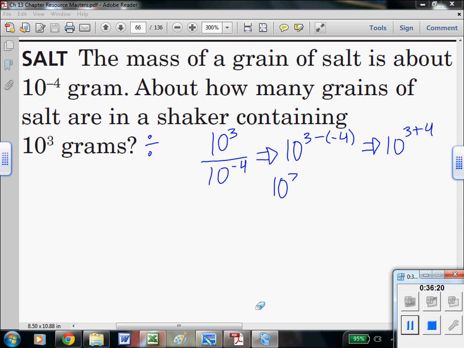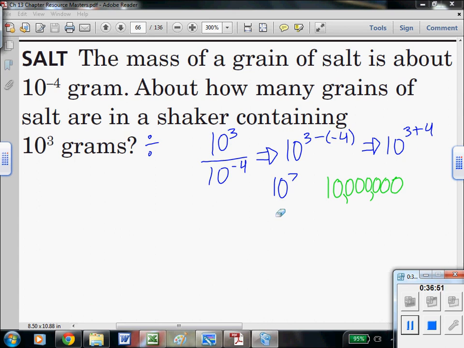Now, to give appreciation to the person you're saying the answer to, let's show them how many grains of salt that really is. Like we said earlier, 10 times itself 7 times is essentially going to be 1 with 7 zeros on the end of it. 1, 2, 3, 4, 5, 6, 7. Now let's throw some commas in there. So that tells us thousands, this is millions. So we have 10 million. So that tells us inside of this container there are 10 million grains of salt.